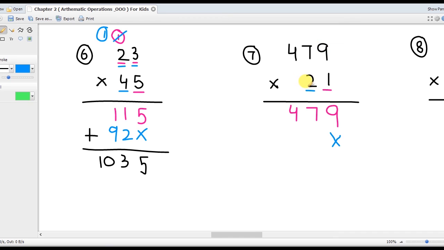So 9 times 2 is 18. So write 8 here, and 1 goes on carry. Since I multiplied these two numbers, the carry should be written on the next neighboring digit. So what is the next neighboring digit of this 9, which is 7? So I'm going to put my carry above 7, right? So now 2 times 7 is 14 plus 1, 15. So write 5 here, and 1 goes on carry.